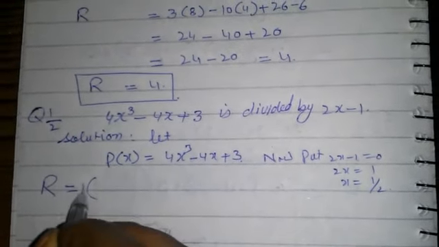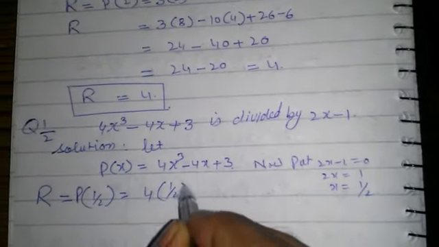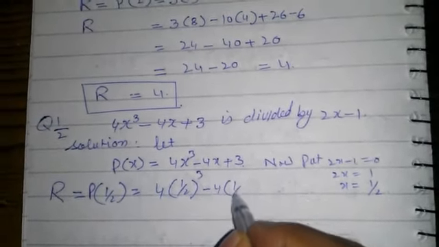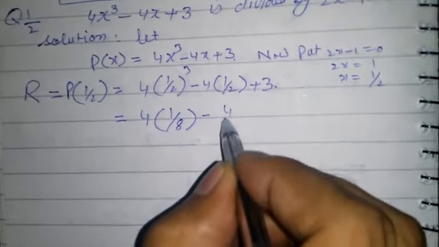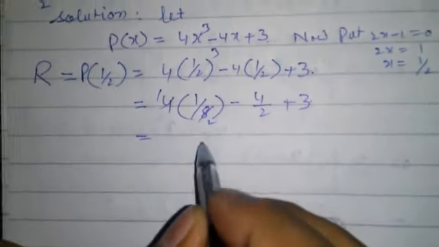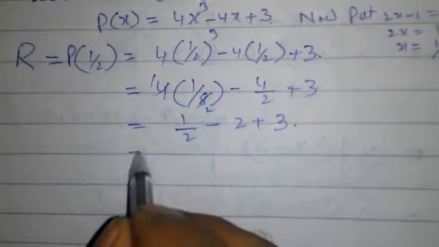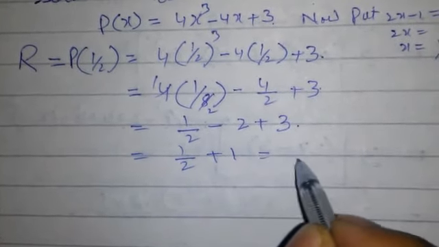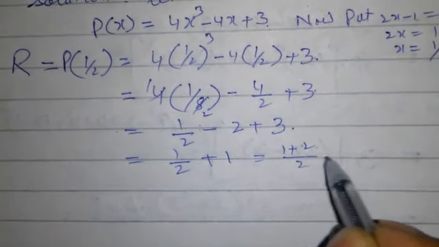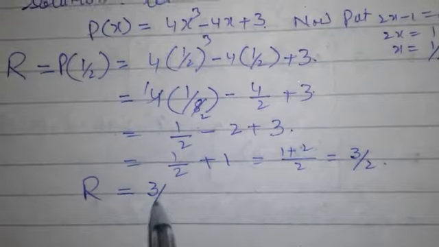Remainder is equal to p of 1 over 2, which is equal to 4 into 1 over 2 cube minus 4 into 1 over 2 plus 3. 4 into 1 over 8 minus 4 over 2 plus 3. 4 1s are 4, 4 2s are 8. 1 over 2 minus 2 plus 3. 1 over 2 plus 1 is equal to 1 plus 2 over 2 is equal to 3 over 2. R is equal to 3 over 2.